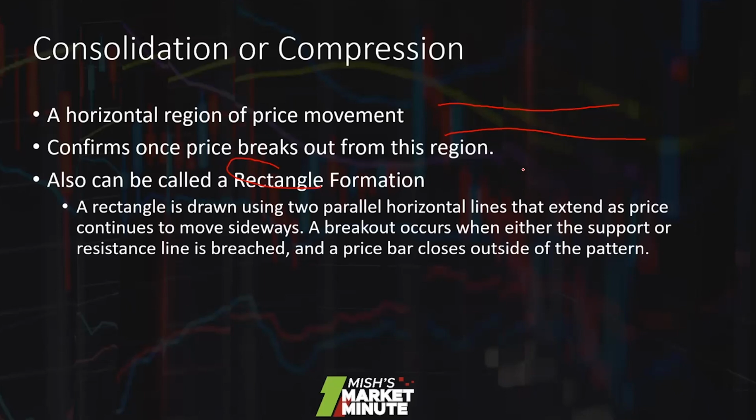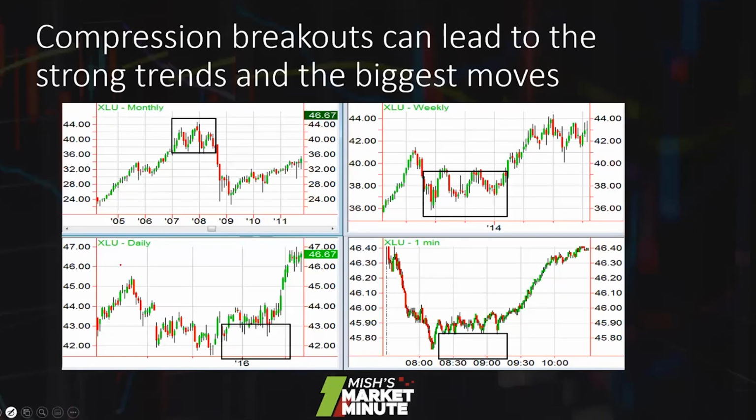So I didn't exactly draw these perfectly parallel, but they can be parallel or they can be slightly off. It doesn't matter. It doesn't have to be absolutely perfect. The thing is that you should have a support level and a resistance level that it's been following for a long time and then eventually breaks out of. And just to see what it looks like in different types of charts, actually, we're looking at XLU here, which is the utility ETF.